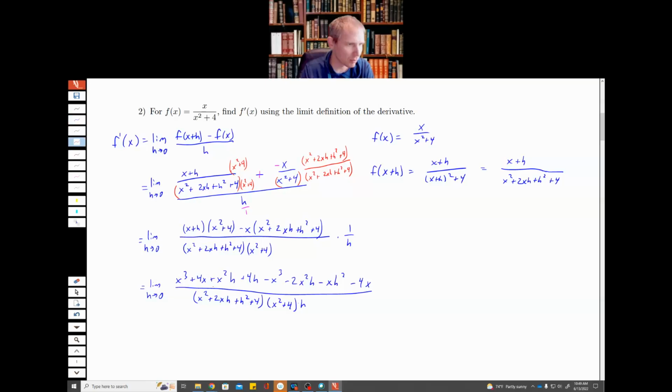All right, now I look for things that add to 0. So x cubed minus x cubed add to 0. Positive 4x minus 4x add to 0. I think that's basically it for things that add to 0, but I can combine one more thing. X squared h and negative 2x squared h. I have 1 of something minus 2 of something. That gives me negative 1 of that thing. Okay, so x squared h minus 2x squared h will give me a negative x squared h. And then I have plus 4h, okay, and then minus xh squared.